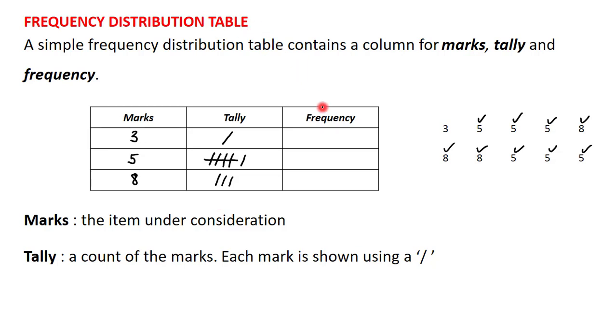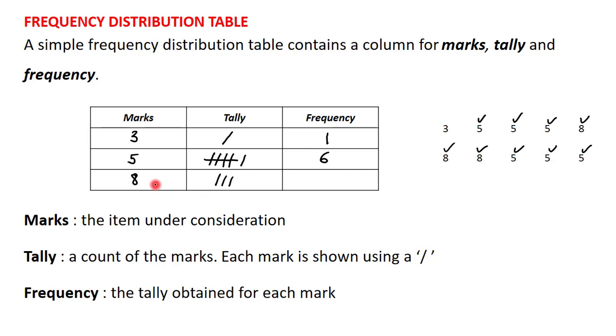Let's move on to the last column, which is frequency. Frequency is the tally obtained for each mark. So under frequency, we will write the tally that we got for each mark. From our table, we can see that for 3, we had a tally of 1. So our frequency will be 1. For 5, we had a tally of 6. So our frequency will be 6. And for 8, we had a tally of 3. So our frequency will be 3. So we have been able to present the data that was given to us in a simple frequency distribution table.